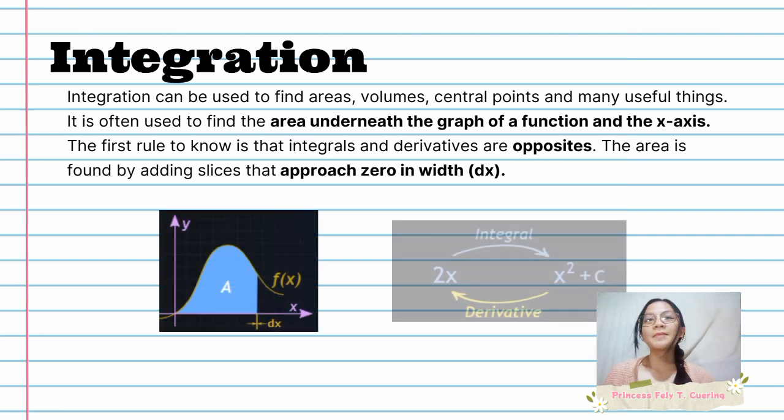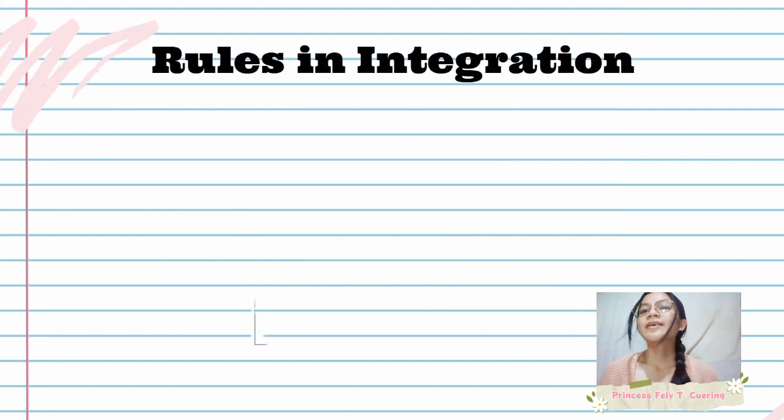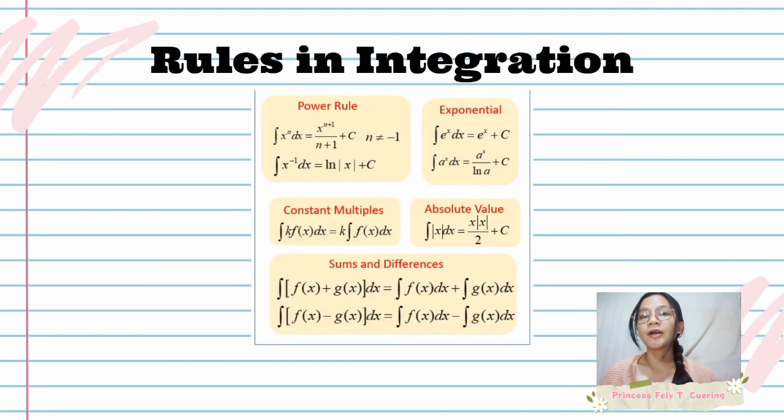Here we have the basic rules of integration. We have the following, which are power rule, exponential, constant multiples, absolute value, sums, and differences. These rules will serve as our guide or foundation when it comes to solving. And you may ask, what is the purpose of that C? Well, that C represents the constant of integration since any constant differentiates to zero.